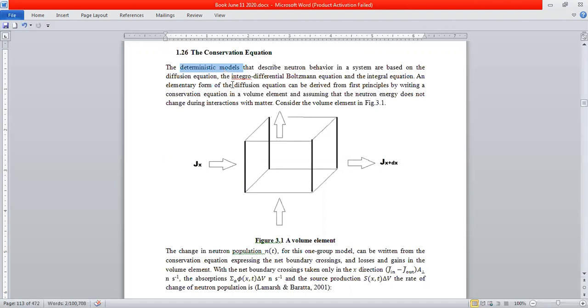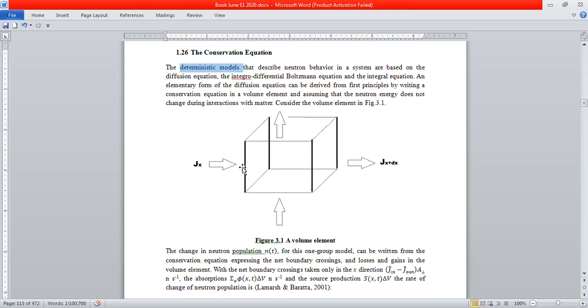So let's begin with the simplest of models, which is a deterministic model that describes neutron behavior in a system. And it's not as difficult as what I'll go through in the chapter following this one. That is the integral differential Boltzmann equation and the integral equation. This is just a differential equation called the neutron diffusion equation. And let's start with a very elementary form. So let's look at a cube. You know that a cube has 6 sides. There's X, Y, and Z, so it's got 6 planes.